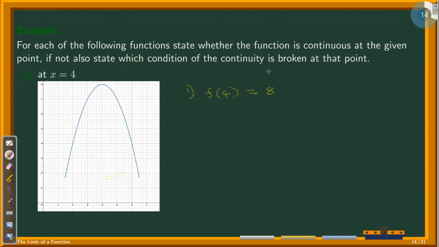Now I go to the second condition. I have to check whether the two-sided limit is defined. For that, I have to find each one-sided limit. Here I'm going to 4, so the limit as x goes to 4 from the left is equal to 8.